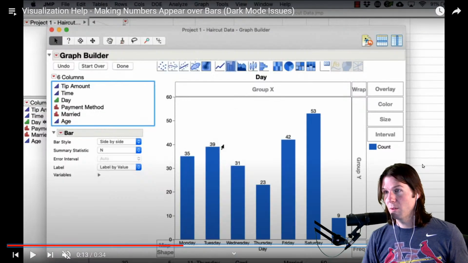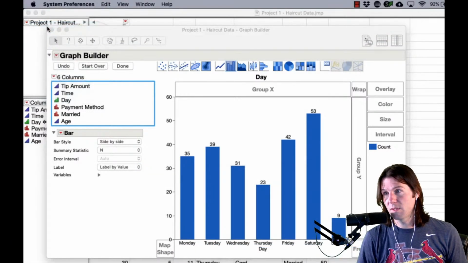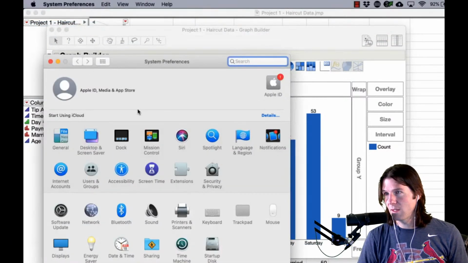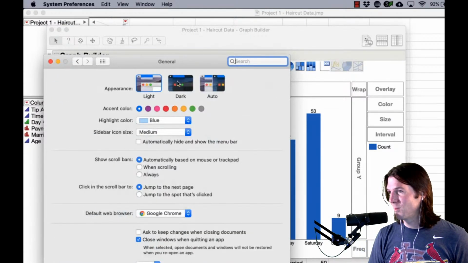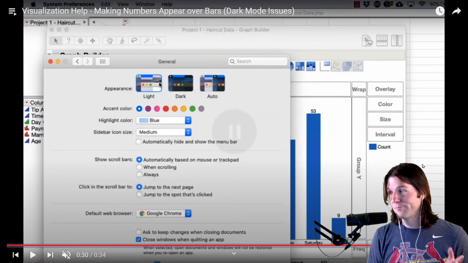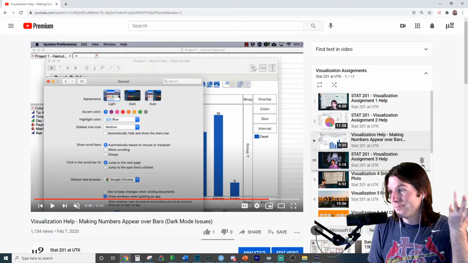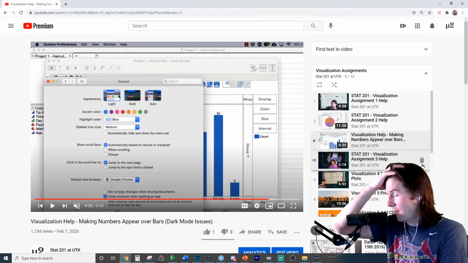Once again, just a quick review. Make sure to click the Apple button, click System Preferences. After clicking System Preferences, get confused, and then go over to General. When I was making this video, I was like, where is it? There it is. And then go over and click Light Mode instead of Dark Mode. So this will then have the numbers appearing. If you're in dark mode, they don't appear. If you're in light mode, they do. Anyways, that's that right there.